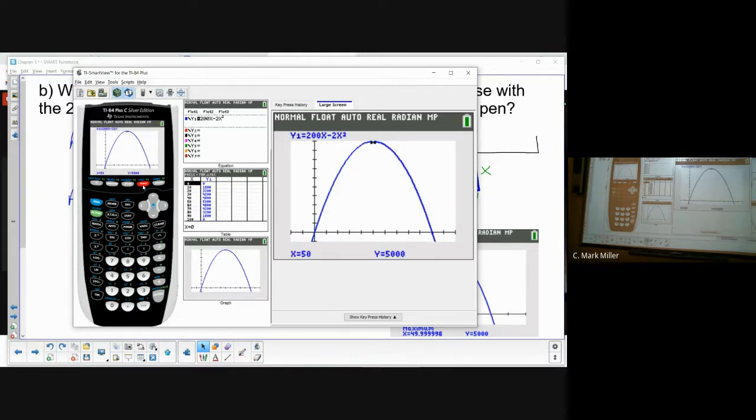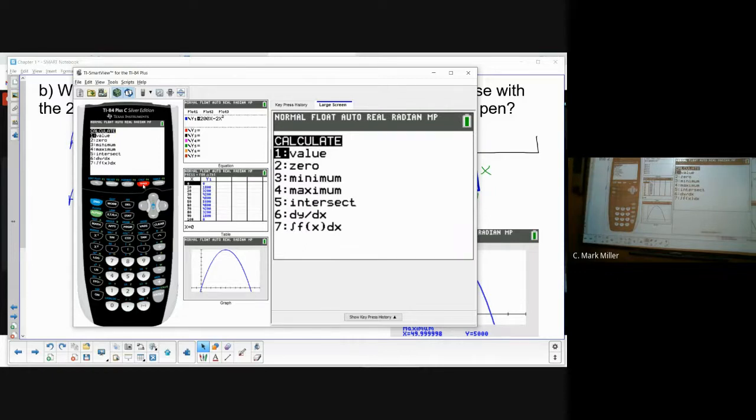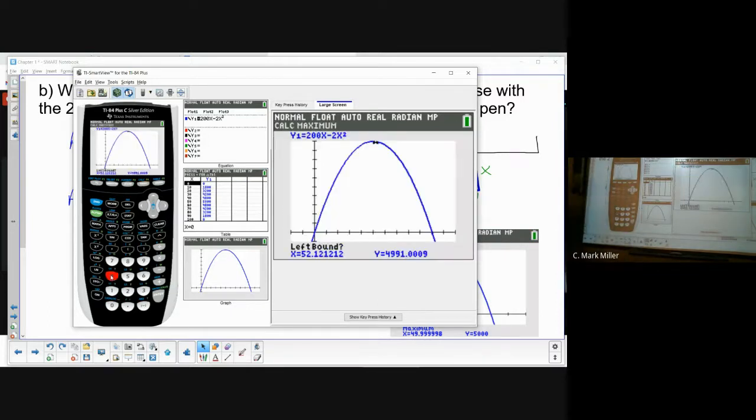All right? And so what I'm going to do here is second calculate. I want to know that maximum. Choose 4. Left bound, anywhere to the left of the top. Anywhere to the left, hit enter. Right bound, anywhere to the right of that top. Hit enter. Enter again.